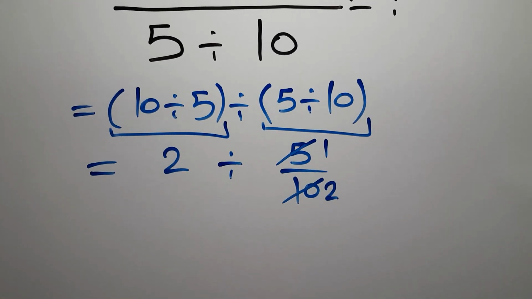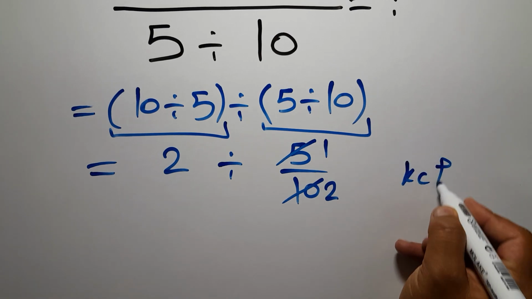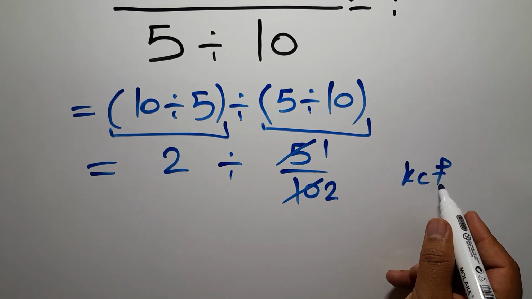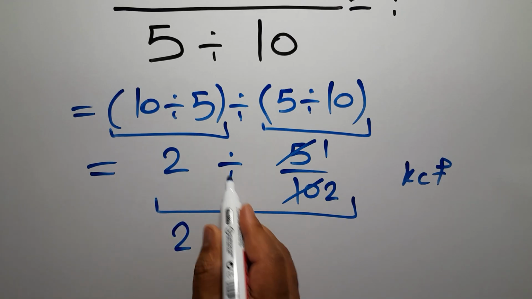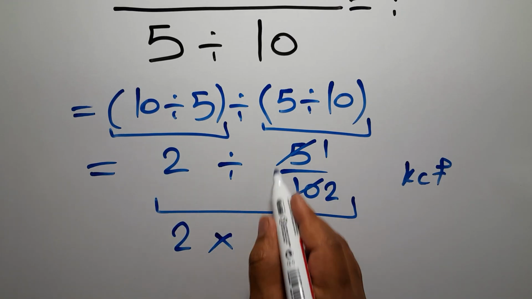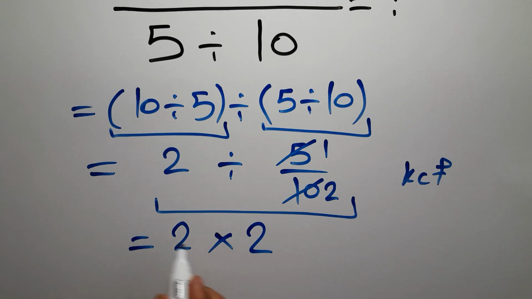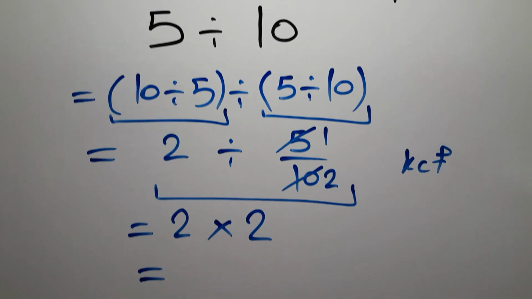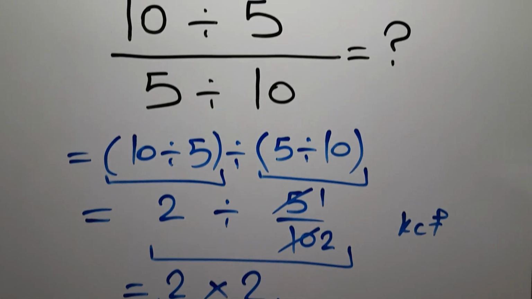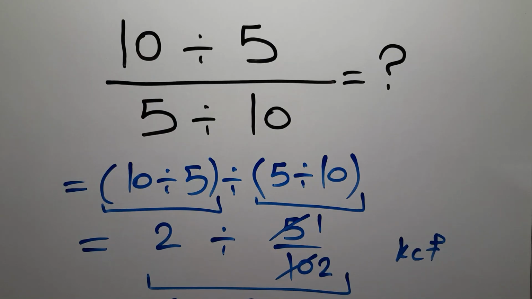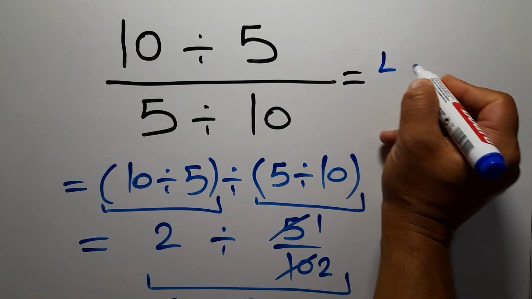Okay, now according to the KCF rule, K stands for keep, C stands for change, and F stands for flip. We can write keep the first fraction, change division to multiplication, and flip the second fraction. So we have just 2 times 2, which equals 4. And this is our final answer to this problem. The answer is 4.